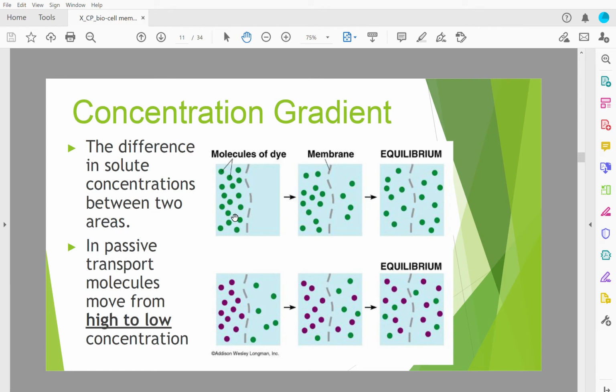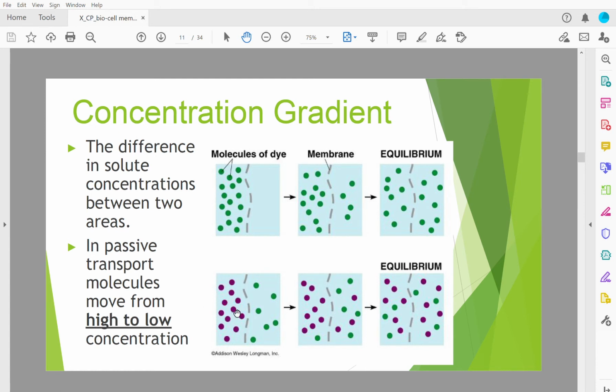We have a high concentration of molecules on this side of the membrane. This gray line is the membrane, and it disperses across the membrane until both sides are equal. The same amount of the molecules are on the left as are on the right, which equals equilibrium. Same is true for this picture here.